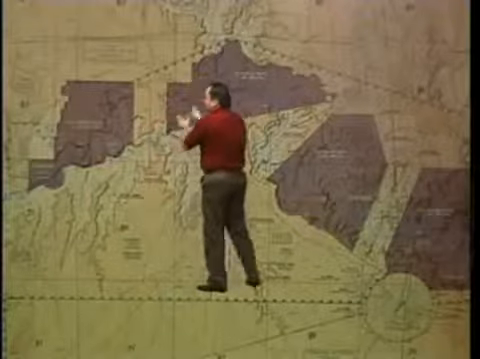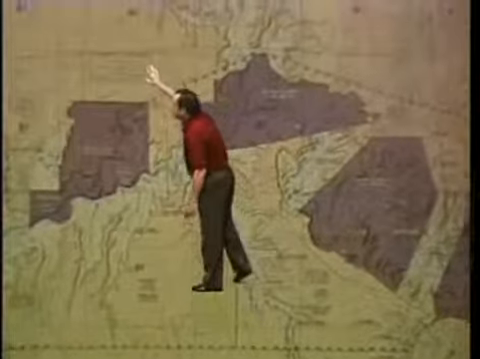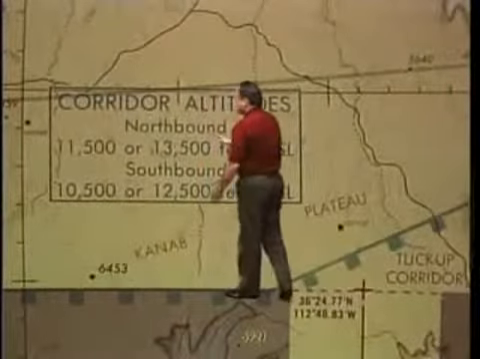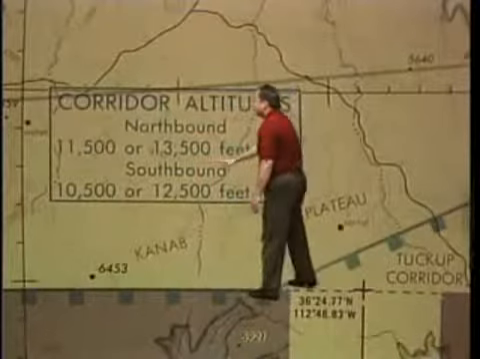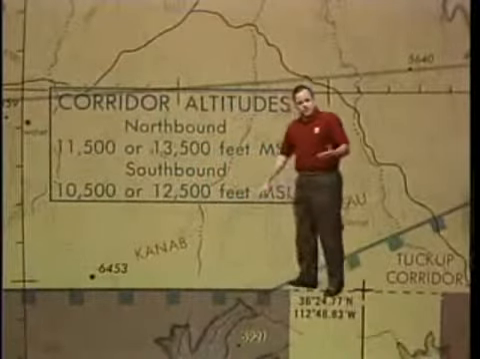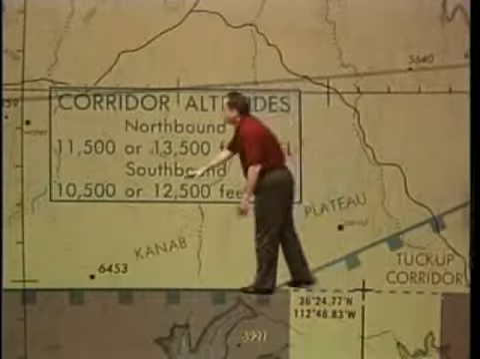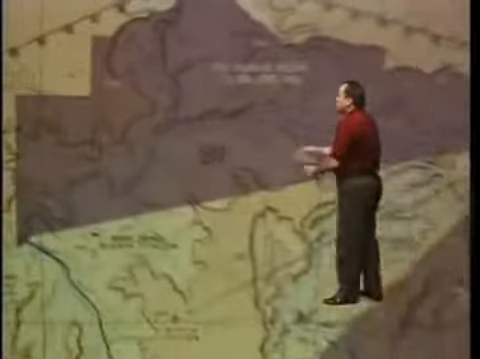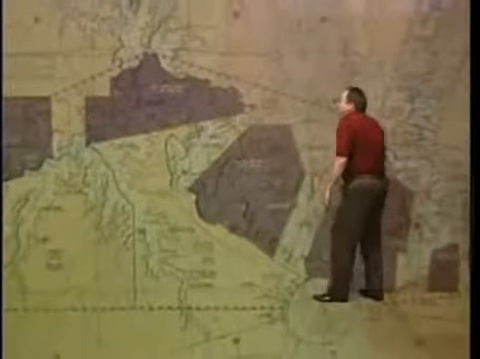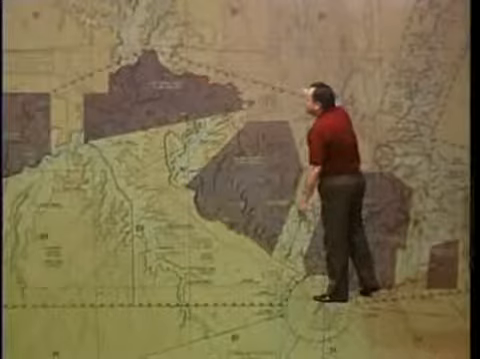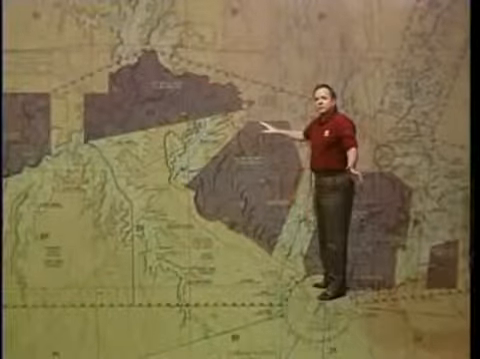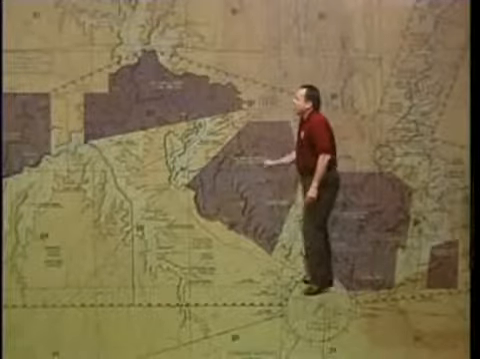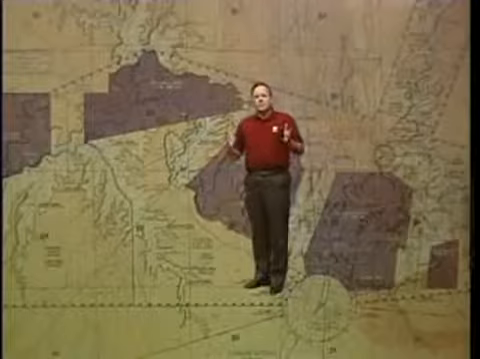Now, in between the flight-free zones are corridors, and this box tells you the altitude you have to fly in those corridors. If you're going to fly northbound in this particular corridor, you must be 11,500 feet or 13,500 feet MSL. Southbound, you'd be 10,500 feet MSL or 12,500 feet MSL. And there are several corridors, and each corridor has its own altitude. So to fly inside the Grand Canyon Special Flight Rules area, you have to follow these rules, you have to stay out of the flight-free zones, fly the proper altitude in the corridors, and fly the proper altitude and monitor the frequencies in the sectors.